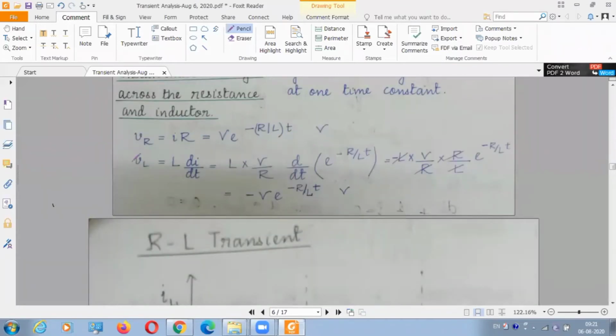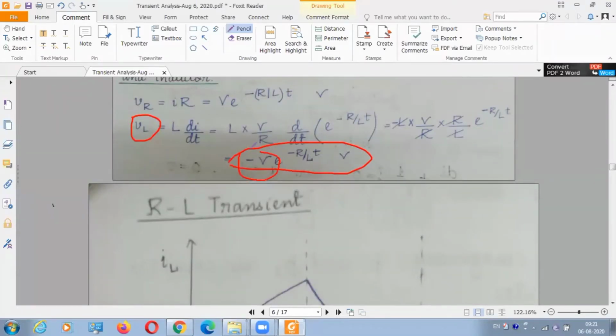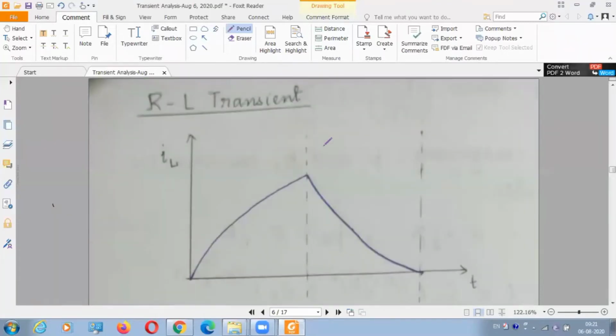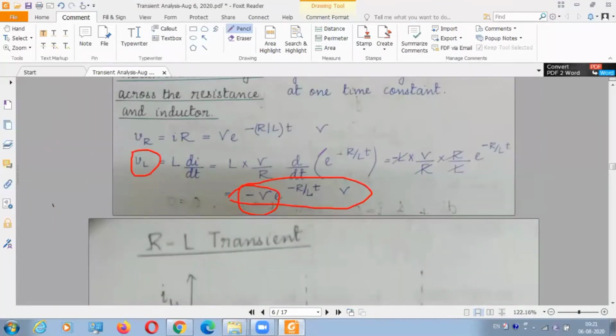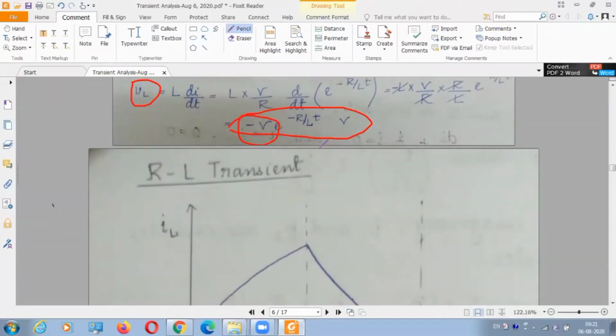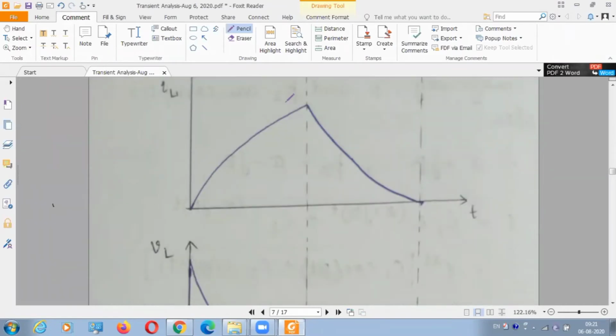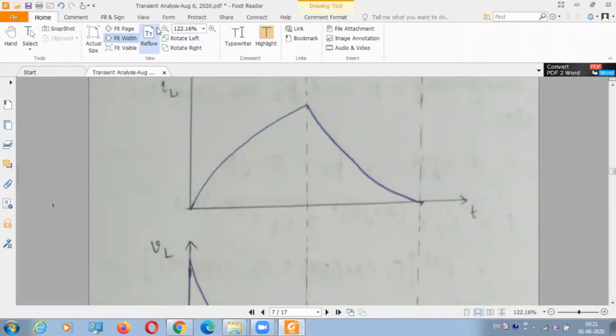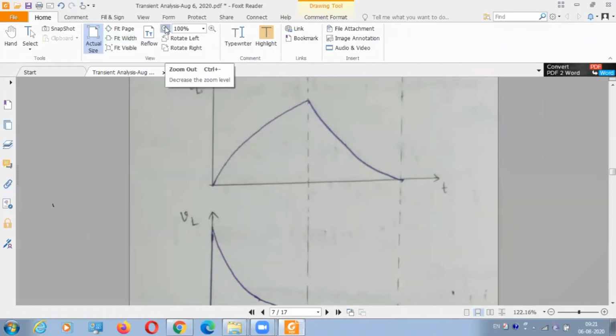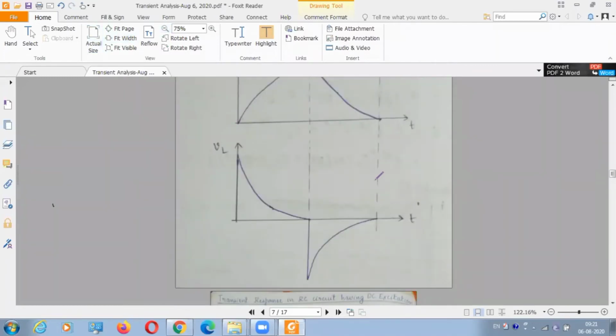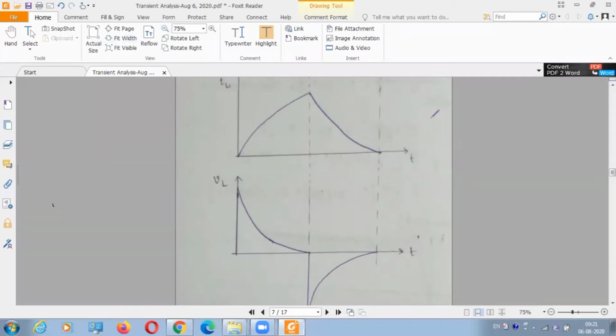Now if you calculate again the voltage across the inductor, you will get an equation like this. And if you plot it, you see the voltage is minus V by R, minus V, so it will go in the opposite direction. So I am going to plot over here. Now this is the current profile of the inductor and the voltage across the inductor.